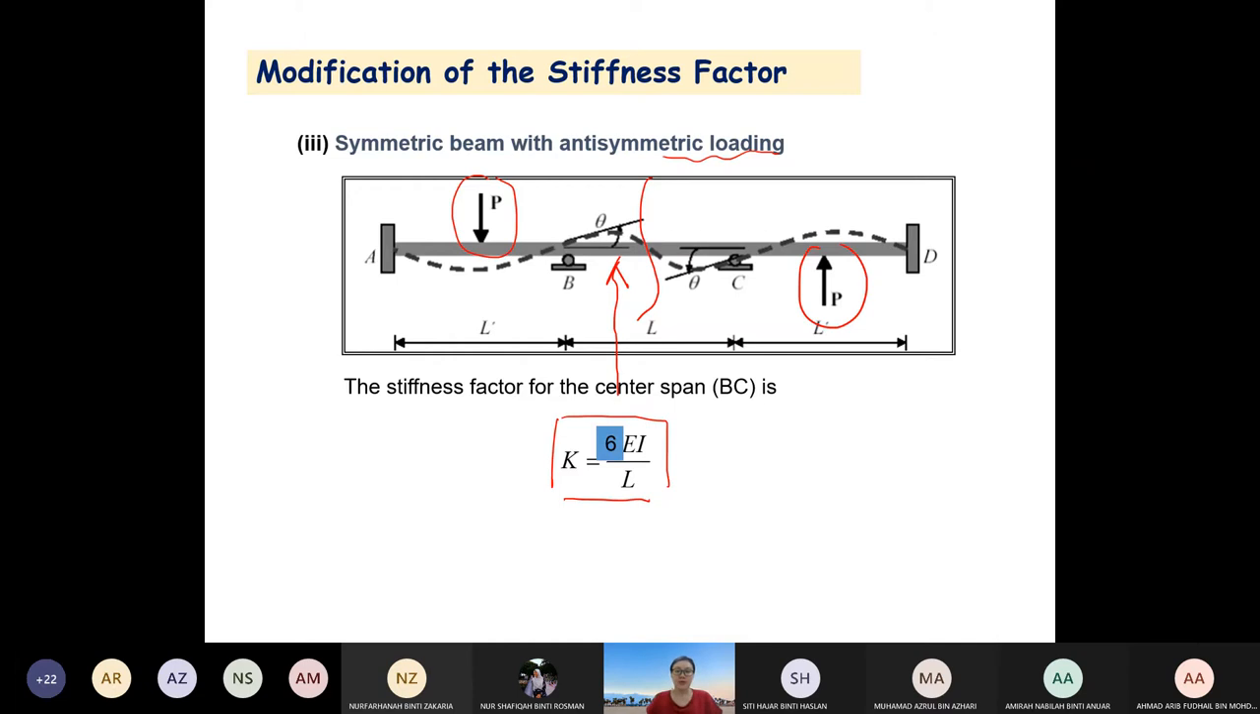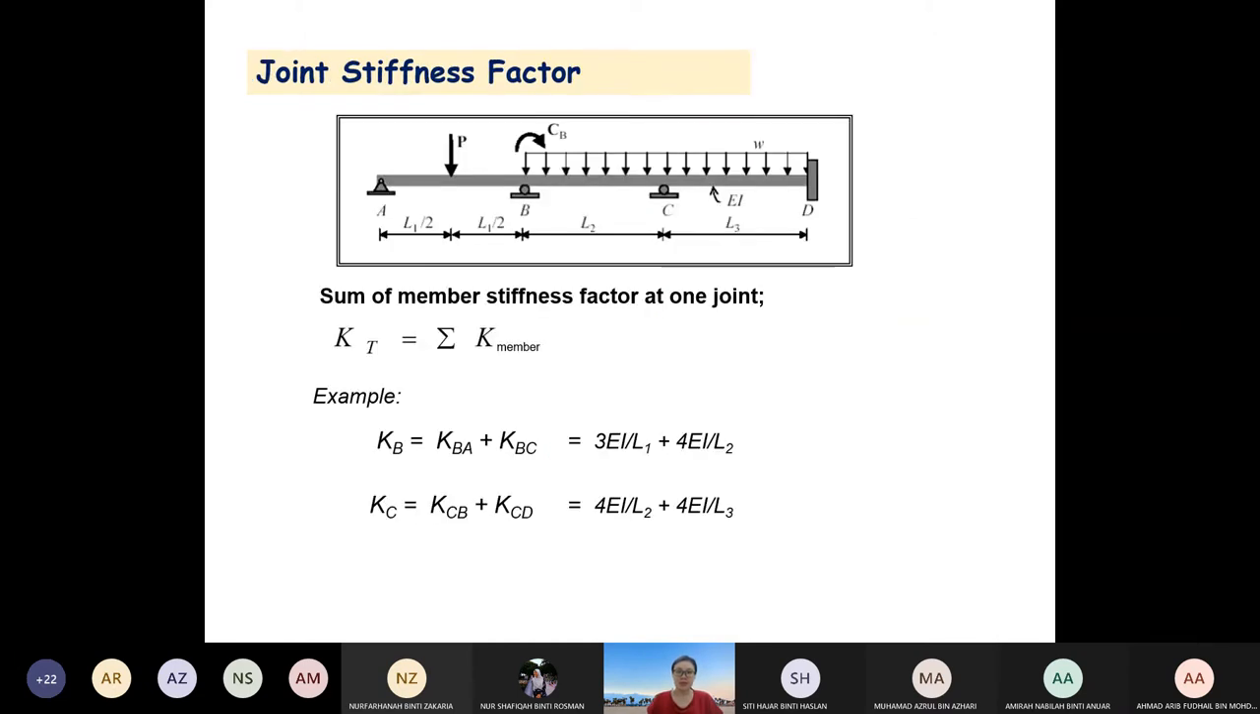So then let's look at the joint stiffness factor. Just now was the member; now we talk about the joint. Joints also have their stiffness. How to determine the stiffness? We just sum up all the member stiffness factors. Okay, let us give a revision back.